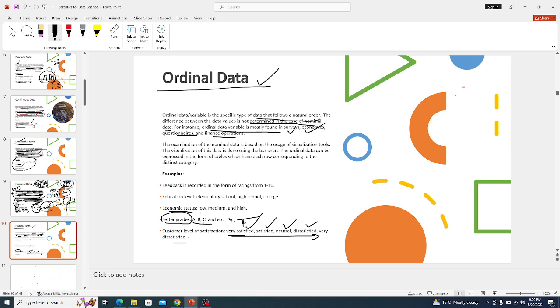Also economic status, we have low, medium, and high. Same to that is education. We have elementary or primary school, high school, and college. Also, in terms of feedback, you can see we have different ratings, ranging maybe from 1 to 10 or 1 to 5. So these are some examples of ordinal data.